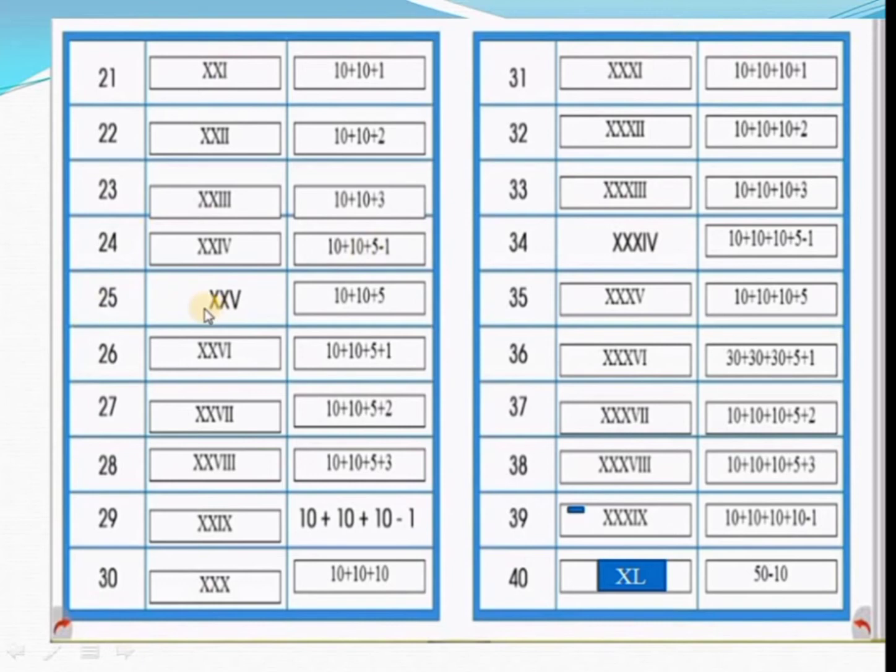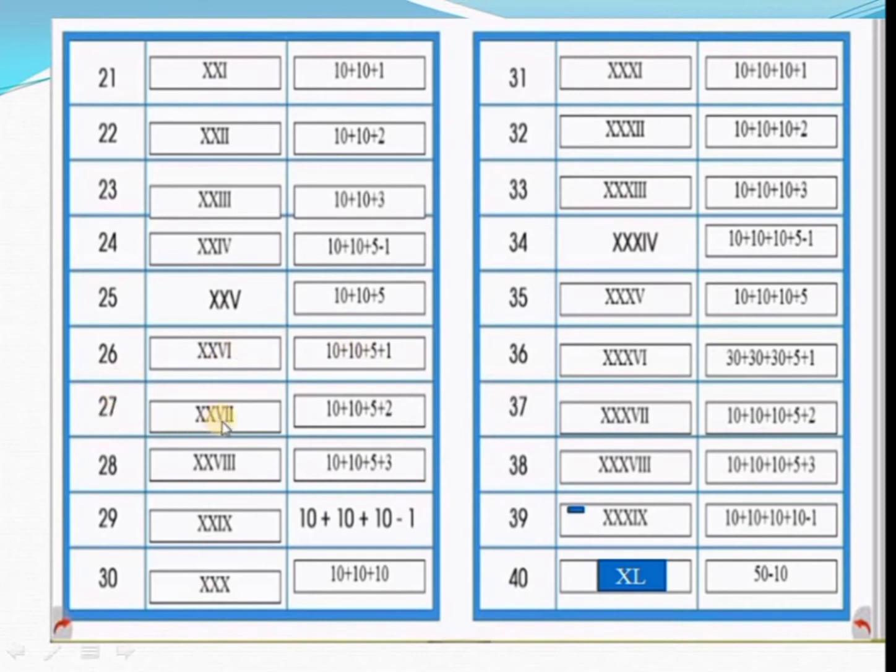Next, 25: XXV. X value is 10, X value is 10 and V value is 5. When you add all this, 10 plus 10 plus 5 is 25. 26: XXVI. So X is 10, X is 10, V is 5. The bigger number comes before the smaller number, and I is 1. So 10 plus 10 plus 5 plus 1 is 26.